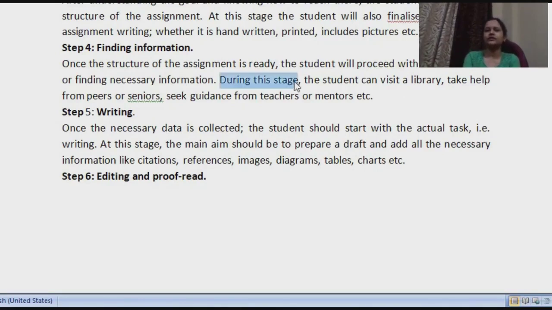During this stage, the student can visit the library and take help from peers. That means your friends, right? Like today, your friend gave you a book. That is nothing but taking help from your friend. It may be some seniors whom you know. Seek guidance from the teacher or some mentor, right? You may ask your teacher, can you please tell me what I need to write? Or maybe you can take help from some other person also. So that is the fourth step, finding information. We need to collect the data.